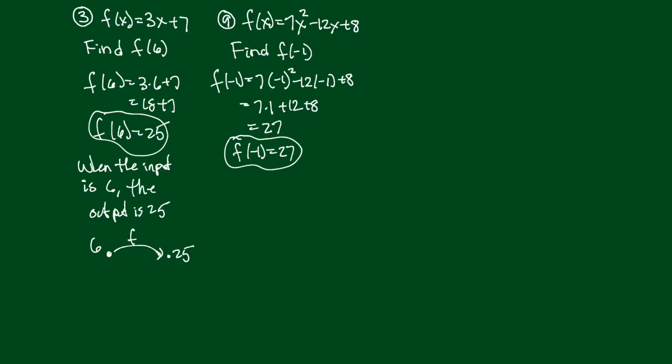So I won't write it here, I'll just say it. But when the input is negative 1, the output, that whole collection of symbols, when the input is negative 1, the output is 27. Put in a negative 1, process it, you get out a 27.